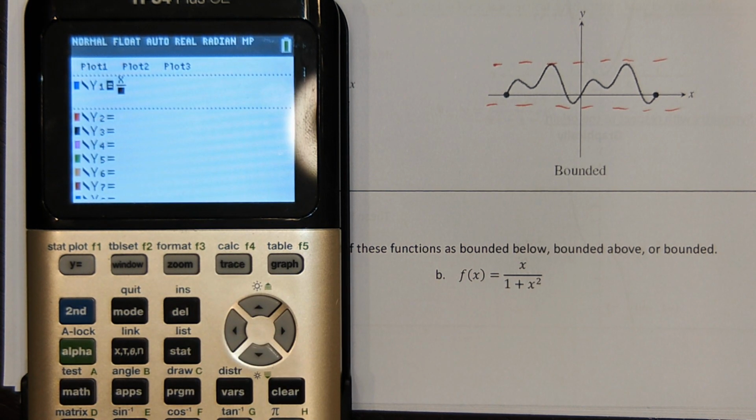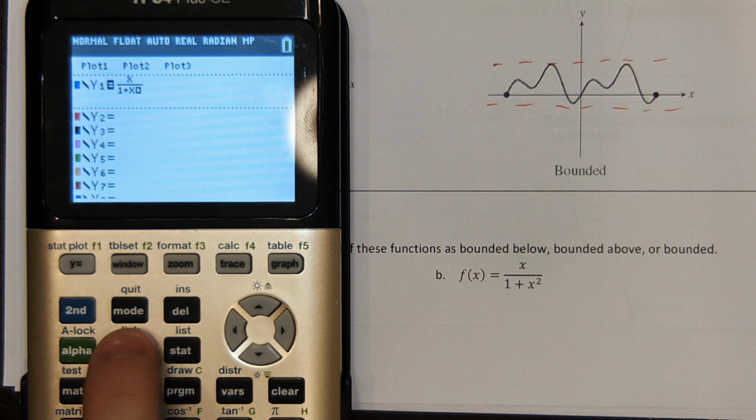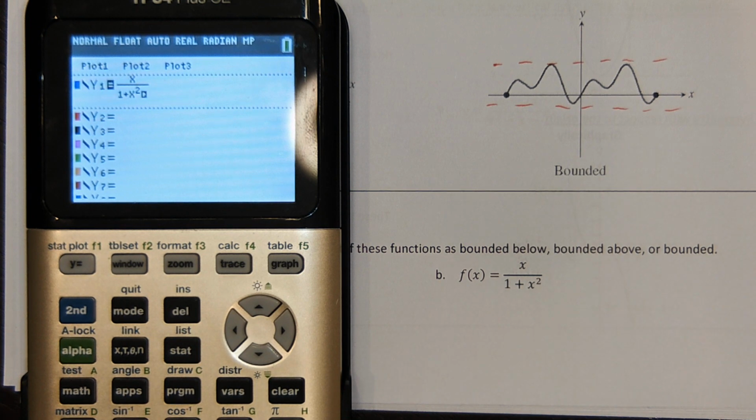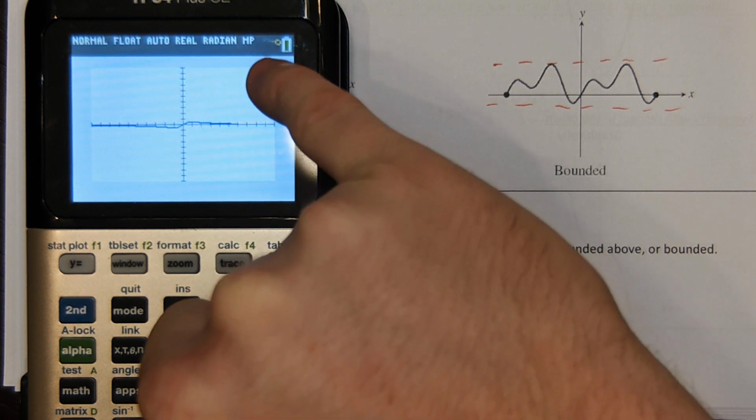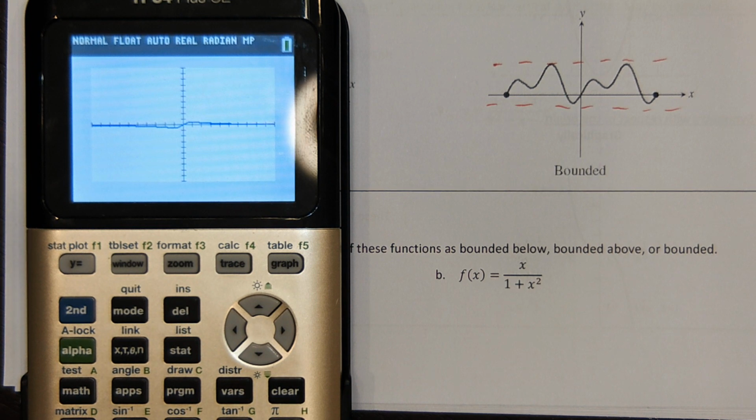X, down arrow, 1 plus x, and then that squared button we just saw a second ago. I'm going to hit zoom 6 and wait for this calculator. You see this yellow spinning circle up here? That means the calculator's thinking.